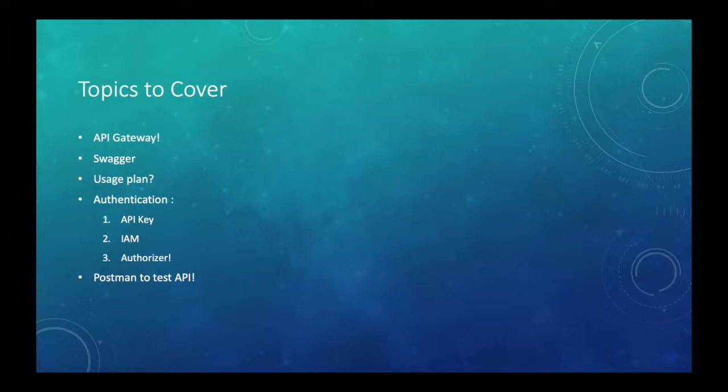So we'll talk about these topics. First is, of course, API Gateway, then Swagger, which is an awesome tool to blueprint your API, and then we'll talk about usage plan, and then we'll talk about authentication in an API gateway. So we can secure our API by using three methods or three factors: API key, IAM roles, or an authorizer. And then we'll use Postman to test our API.